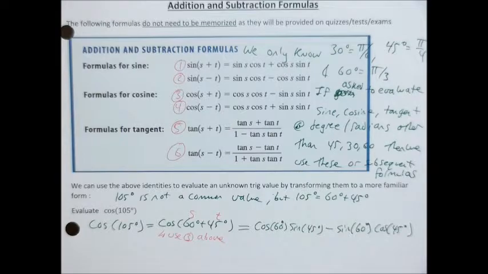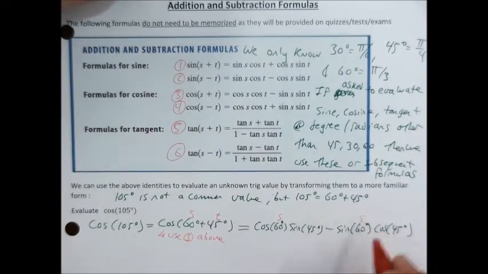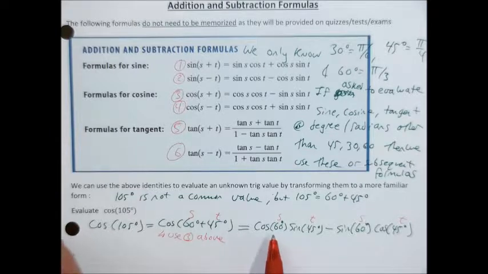Make sure that matches up with the formula. See, I've got my s's here, my s's are 60, and my t's are here, 45. And we know all those values. We can figure out cosine 60 and sine of 45, and so we can figure that out. Did you catch my mistake there? What did I do? I wrote down the wrong one.